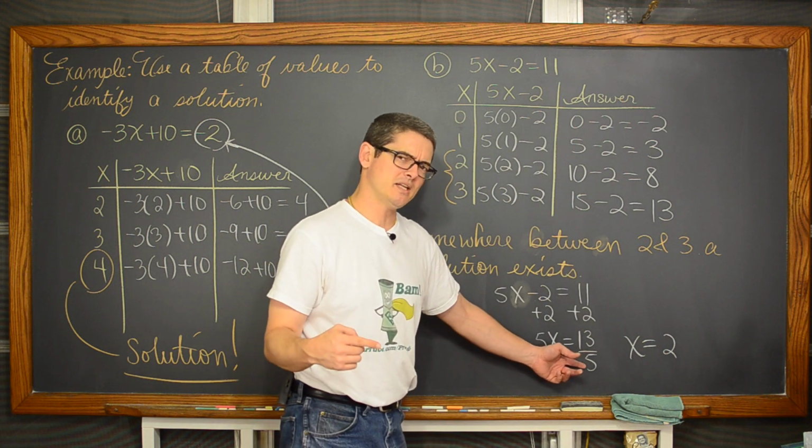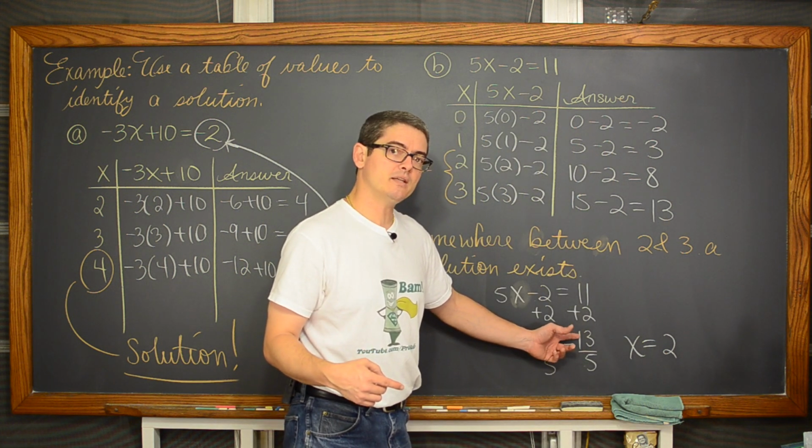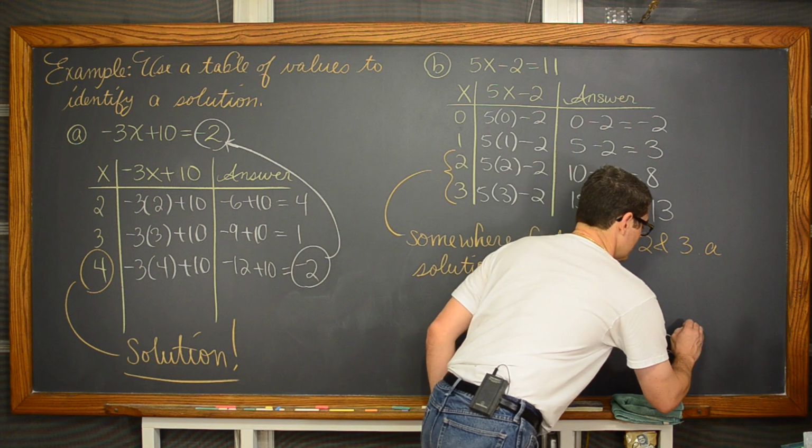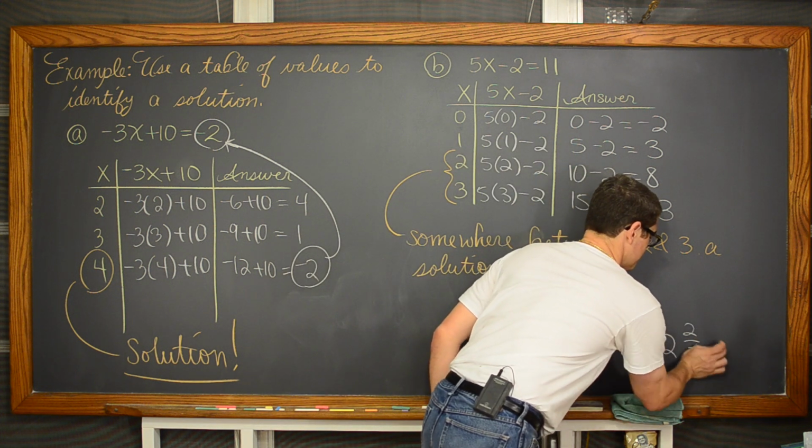2 times 5 is 10. And if you take 10 away from 13, that gives you a remainder of 3. So we have a mixed value of 2 3/5, not 2/3.